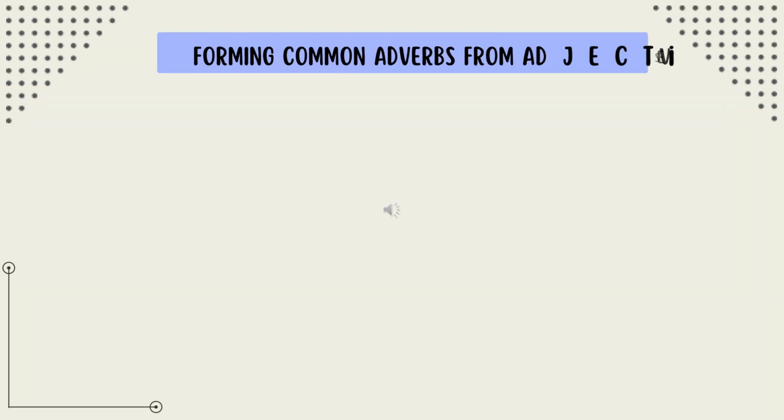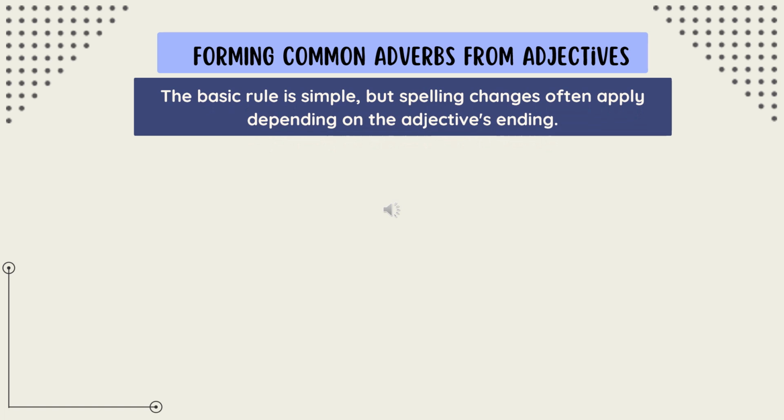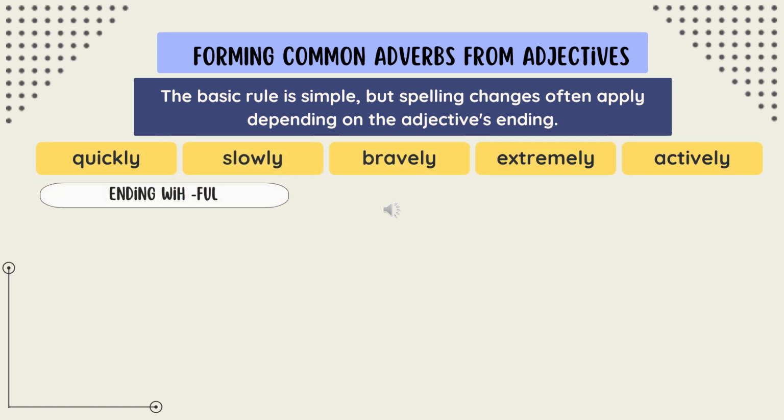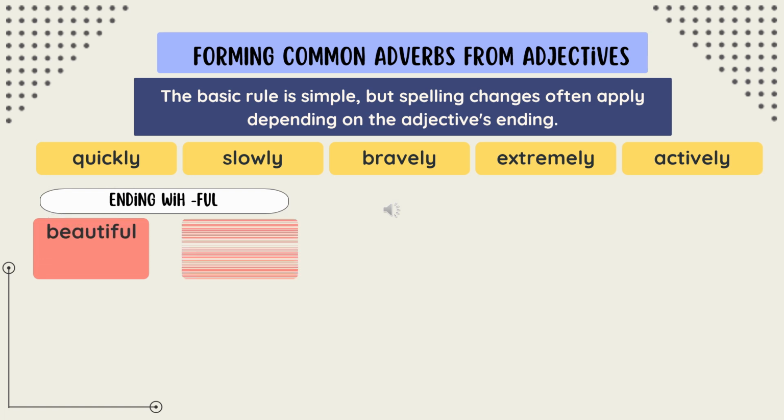Let's look at forming common adverbs from adjectives. The basic rule is simple: you often add ly to the adjective. However, spelling changes frequently apply depending on the adjective's ending. For most adjectives, just add ly, like quick to quickly, slow to slowly, or brave to bravely. When an adjective ends with ful, like beautiful or careful, you still add ly to form beautifully and carefully.